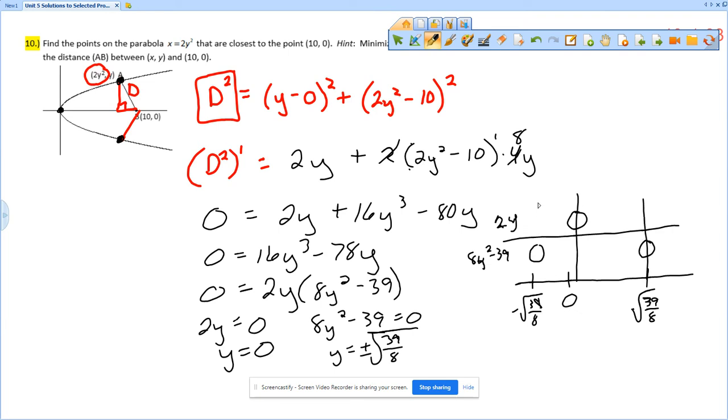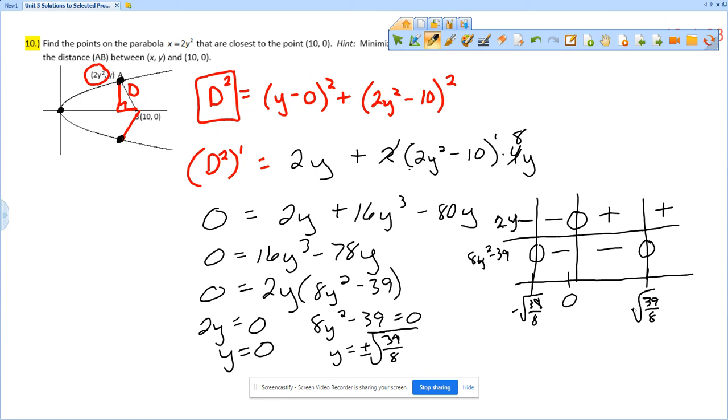Now pick a number to the left of 0. How about a negative number? So I get a negative on the left side and a positive on the right. Now what about in between, on the bottom row? Pick a number in between. How about 0? 8 times 0 squared minus 39 is negative. Then a number to the right of the square root of 39 eighths.